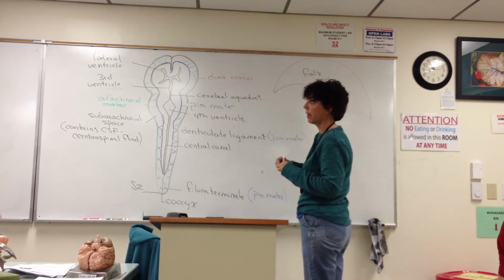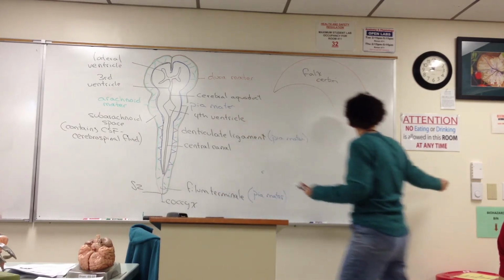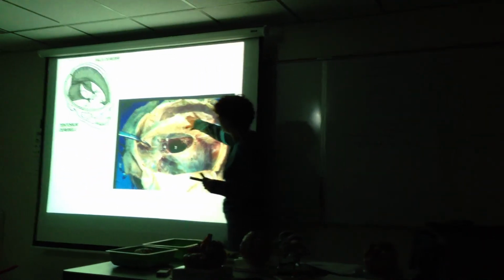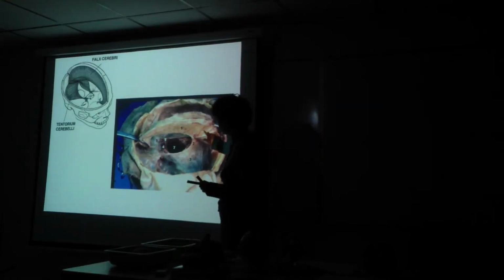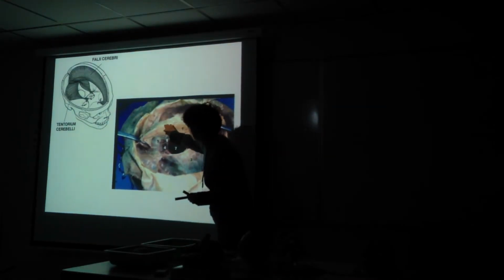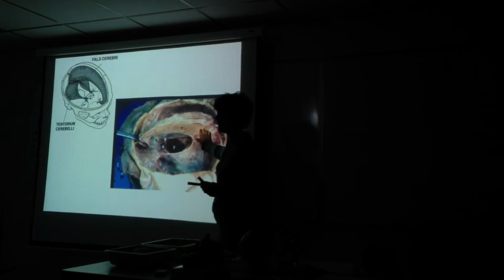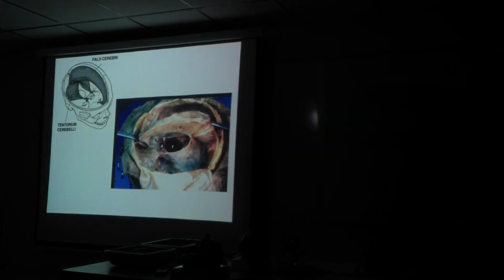Where is it on this? Let me turn the light off. So this would be the top of the cerebrum, the top of the dura mater, and the falx cerebri is this arching sickle-shaped structure right here. Okay.